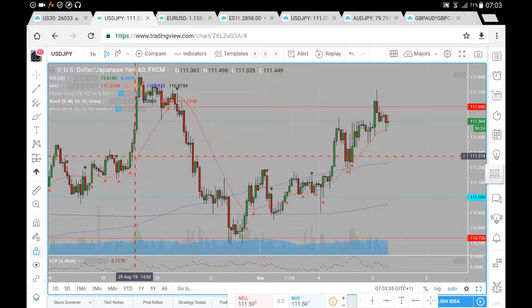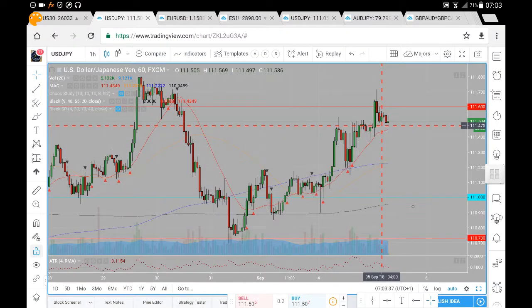So this is US dollar Japanese yen analysis for Wednesday the 5th of September. Now let's just have a look at prices and where price may likely go.